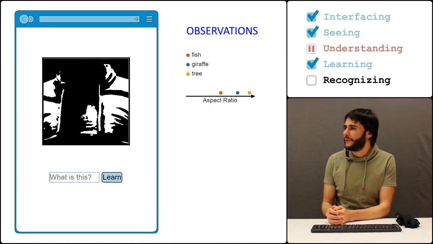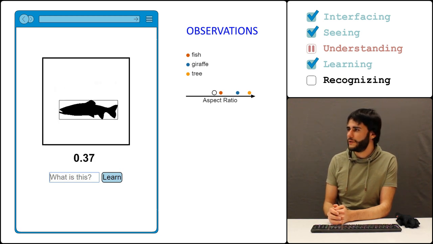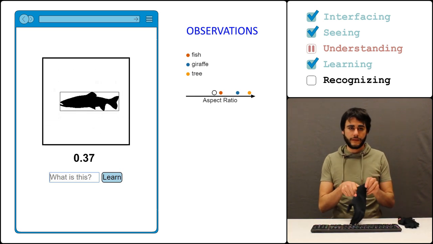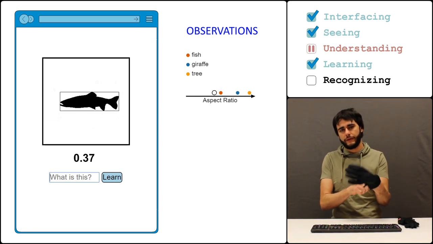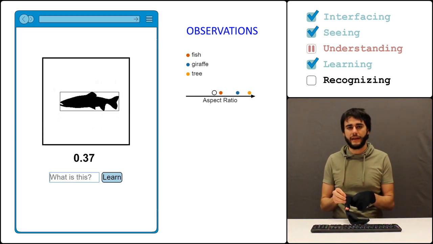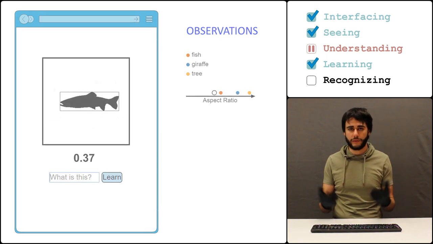I'm going to plot these properties as points on an axis to give you a better feel of what's going on. And when we show it now this other fish, it looks like the new point is quite close to the other fish it already learned. So one way to recognize objects is to say that they are the same as the nearest thing on this axis. And that's what we're going to do next.